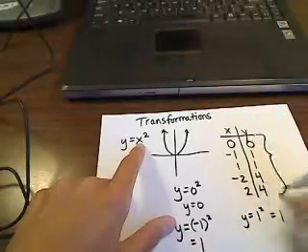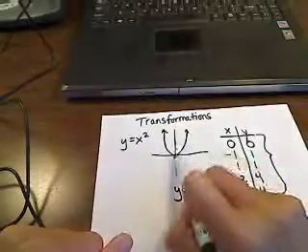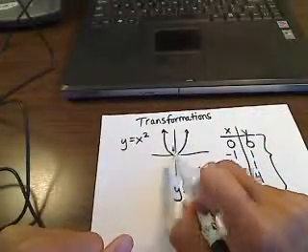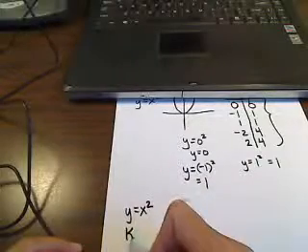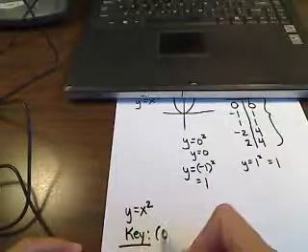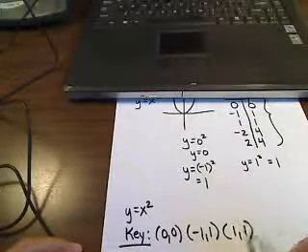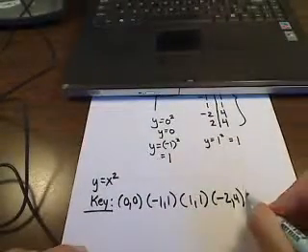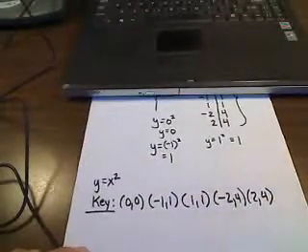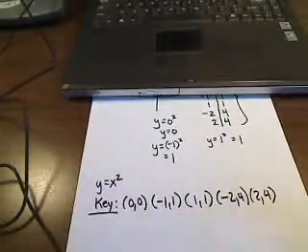Okay. These are what I call the key points. So these are the basic points that we would use anytime we're trying to shift a quadratic around a graph. So for y equals x squared, the key points are going to be (0, 0), (-1, 1), (1, 1), (-2, 4), and (2, 4).